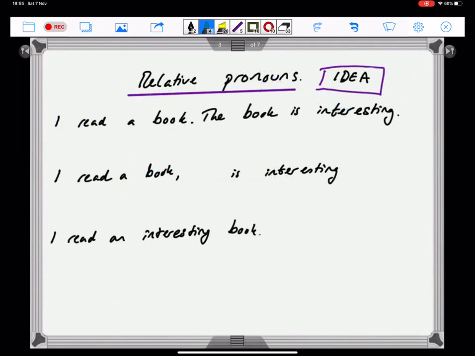The second point in this textbook is the relative pronoun. And I want to think about this in three ways. First of all, actually, just what are we doing with relatives in English? Take a sentence like, I read a book. The book is interesting. You have two sentences with a full stop in the middle and a shared noun.